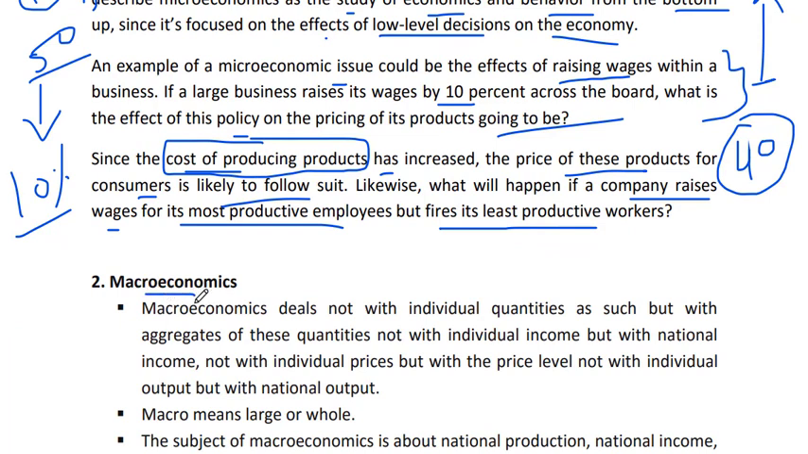Next, macroeconomics. Macroeconomics deals not with individual quantities as such but with the aggregate of these quantities, not with individual income but with the national income. Macro means at the national level. So it does not matter if I am getting a 2 lakh salary or you are getting a 3 lakh salary per month. Macroeconomics deals with all the national level income, how much the national income level is.